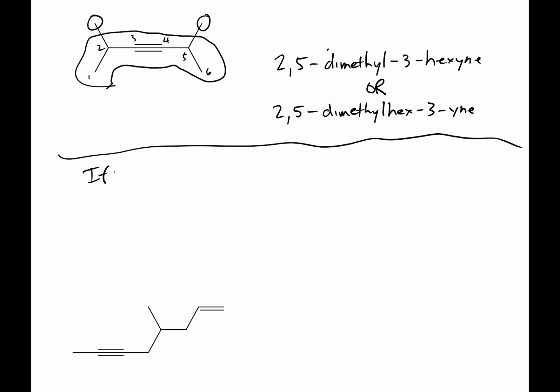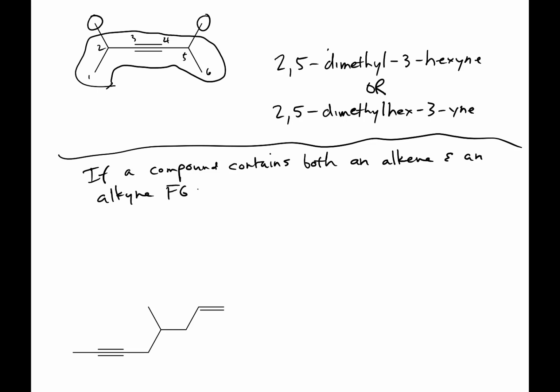I mentioned there's something else, so let me just write it. If a compound contains, let's put contains or possesses. This might be on that last slide. I'm not sure. If not, we need to write it. Contains both an alkene and an alkyne functional group, we refer to it, or we name it as an enyne.